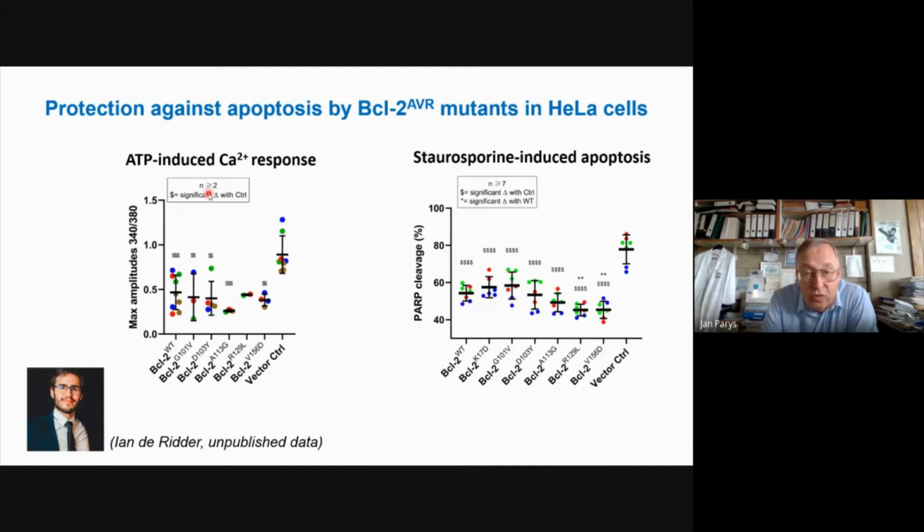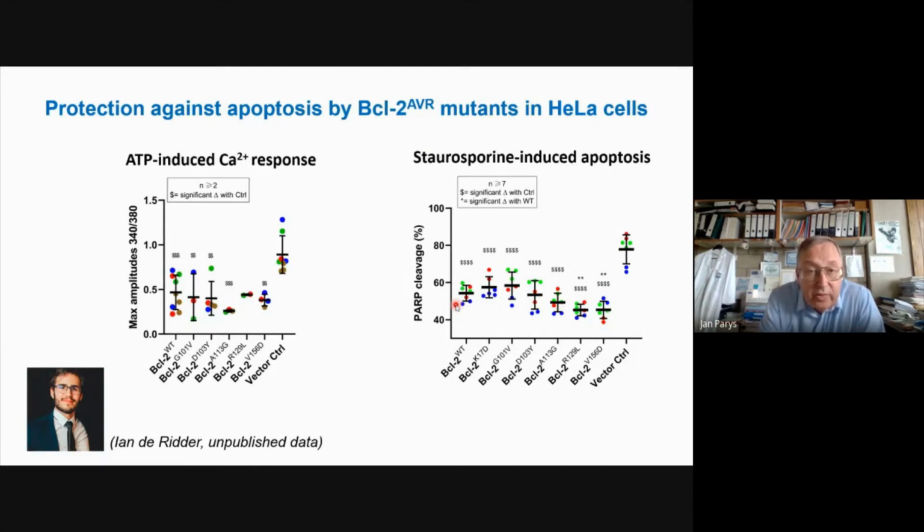And now what he tried was to compare those IP3-induced calcium release by those various mutants, to compare them to the effect of those mutants on staurosporin-induced apoptosis. And as you can see, here also we see a variation, and some of those mutants are more protective against apoptosis than BCL2 itself. The control condition without overexpression of BCL2 is shown here for the calcium response and here for the PARP cleavage. And BCL2, the control wild type, is always in the first row.